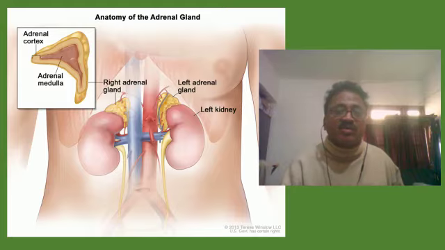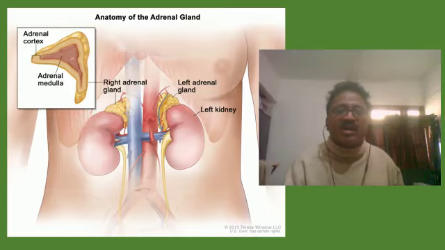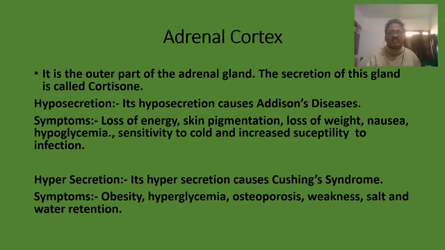Let us come to know more about the adrenal cortex and adrenal medulla. This diagram shows the adrenal cortex, the outer region of the adrenal gland, and the inner, central region, that is the adrenal medulla. The adrenal cortex is the outer part of the adrenal gland. The secretion of this gland is called cortisol.